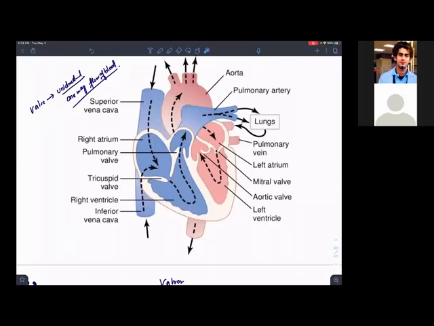Let me take the tricuspid valve first. The tricuspid valve is not allowing the blood to go back into the right atrium from the right ventricle during ventricular systole. Second, the mitral valve is not allowing the blood to flow back into the left atrium from the left ventricle during ventricular systole. Are these two terminologies clear?